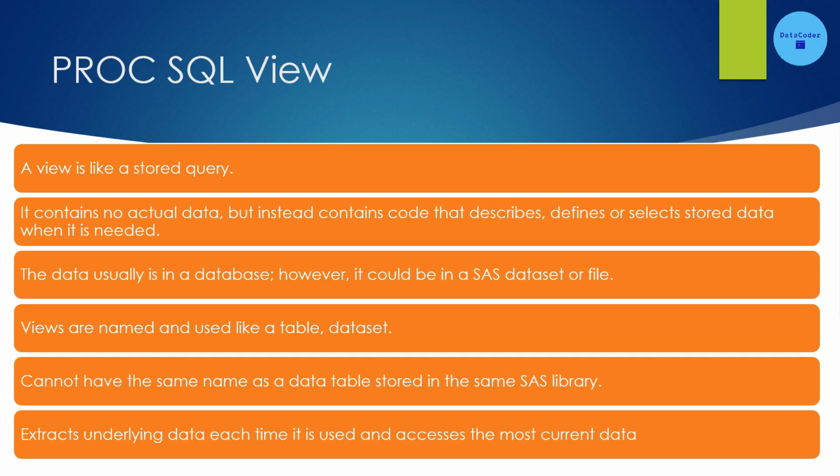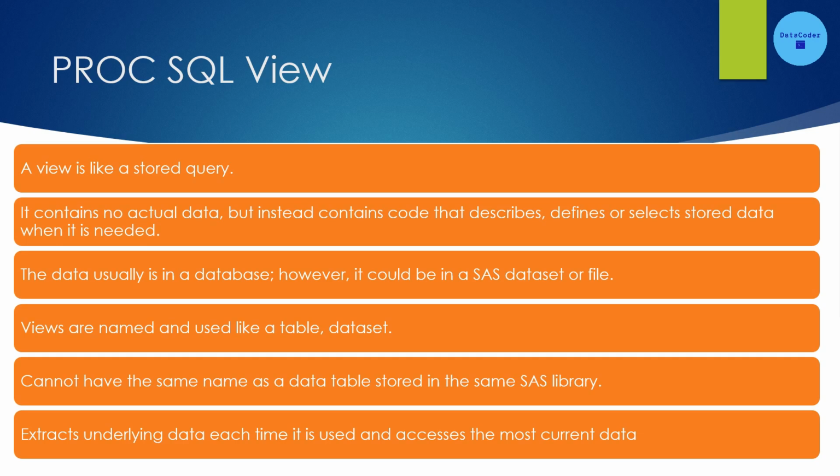So the data we can extract from the database, or if we have a SAS dataset, then we can create a view of that to visualize. Views are named and used like a table or a dataset. So how to name a view? We can name the view the same way we name our dataset or table, and we can use it in the same way as well, sometimes.